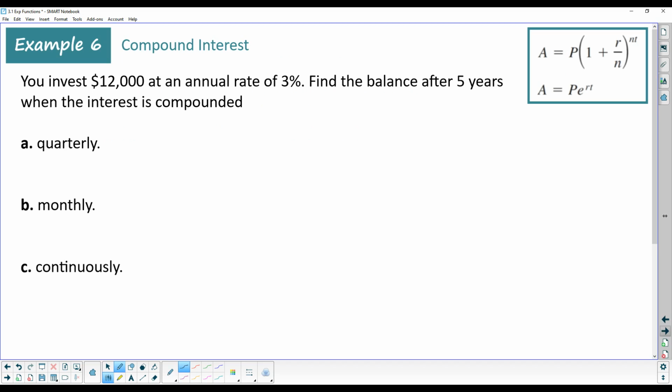So our question says if you're investing $12,000 at an annual rate of 3%, what's the balance after 5 years? If the interest is compounded, we're going to do quarterly first. So that means n is 4. So our balance, A stands for balance, like the balance in your account. They use an A because it stands for accumulated amount.